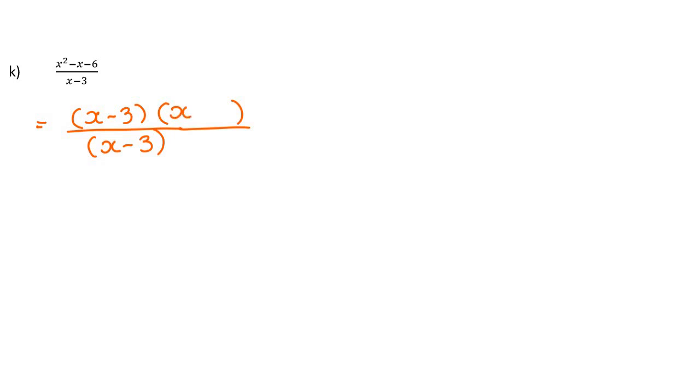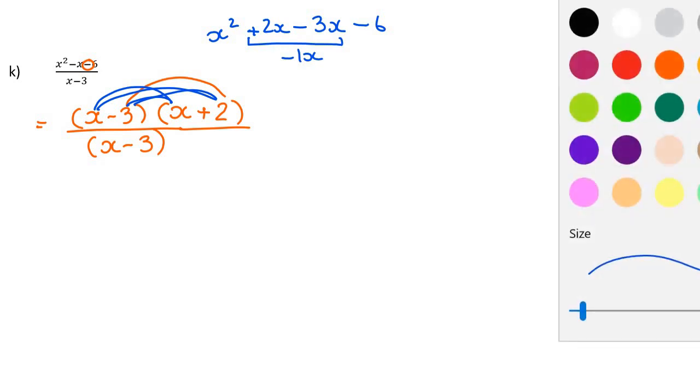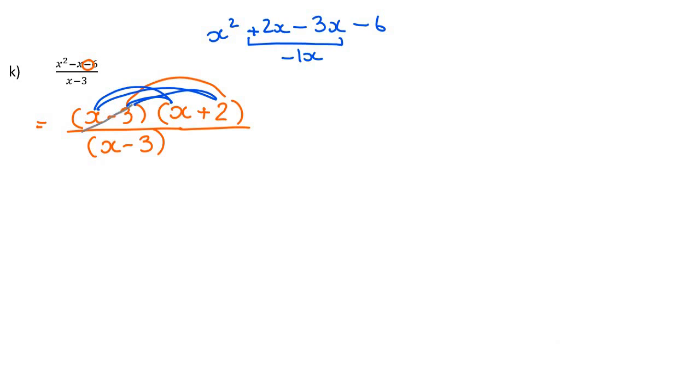Now let's check. I would need an x, and I would need 3 times 2. Now my signs need to be different, so this would have to be a plus 2. Now let me quickly multiply this out, because I was kind of cheating to make this work. x times x, x squared, plus 2x, minus 3x, minus 6. And what do you know? That gives me minus 1x, which is the right middle term. So I was doing a bit of cheating here, only because they wouldn't ask me a question that didn't have anything to cancel. Nothing wrong with that. x minus 3 cancels, and I'm left with x plus 2.